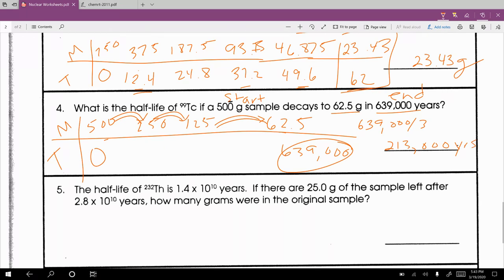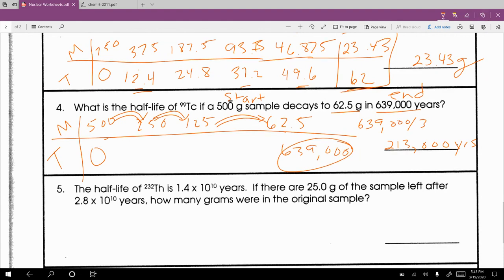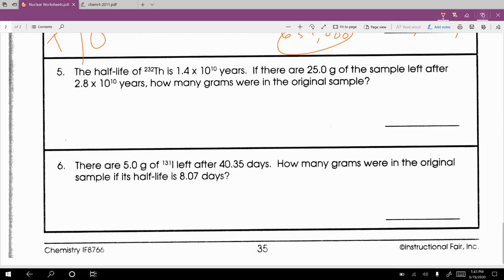Make sense? Okay, just like question number 2. All right, let's go to our last 2 questions. Here we have something in scientific notation. You should be able to do this in your calculator. No worries. I have faith in you.